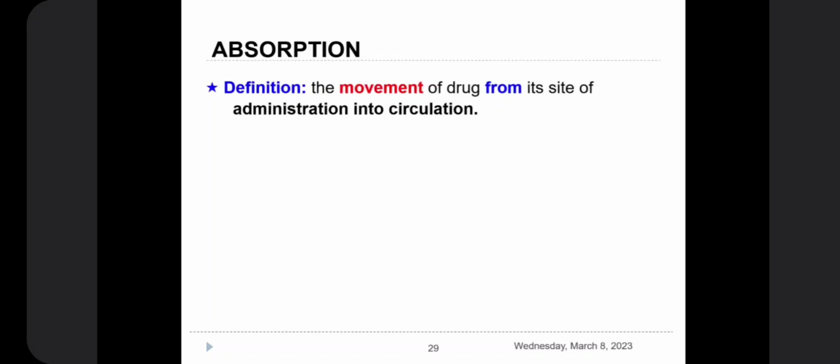After the study of membrane transport, we go to the inverted process. The first process is absorption. Okay, first let's see the definition. It means the movement of the drug from the site of administration into the circulation.